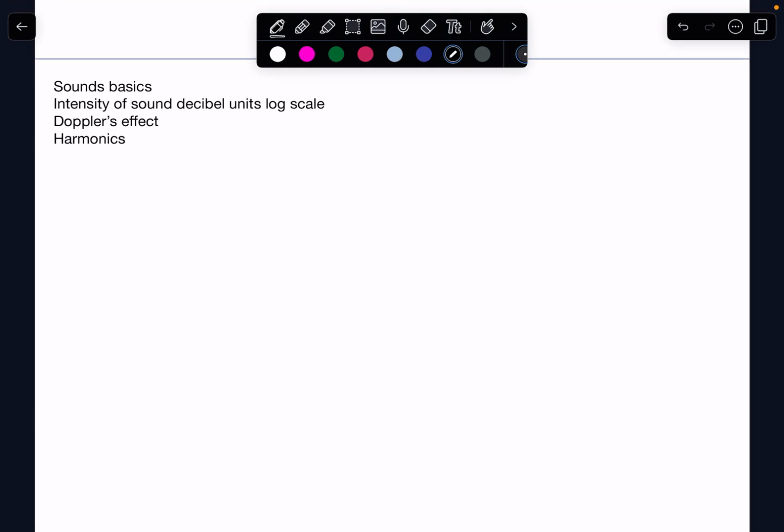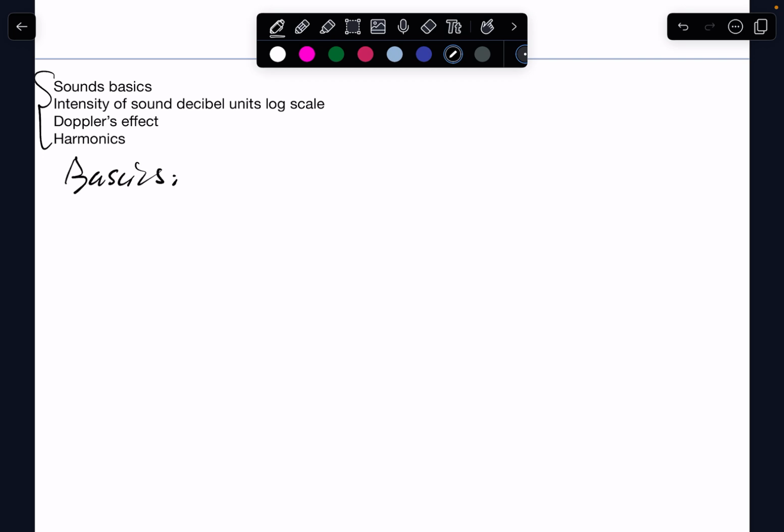Let's talk about sound today. So sound, just like light, is a kind of wave, right? And then I break this video into 4 parts. So we're first gonna dive into the basics of sound, and then we're gonna do the famous decibel equation to do some logarithm. Then we're gonna move on to Doppler's effect, and finally the harmonics, okay? So let's dive into the basics.